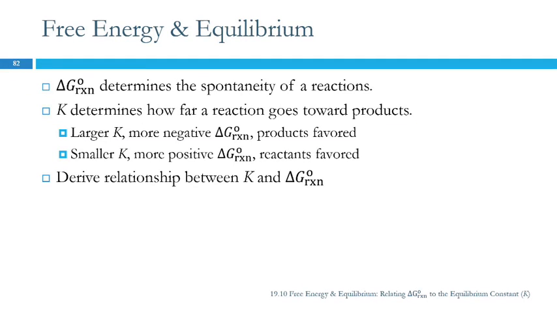Okay, now we're going to talk about the relationship between free energy and equilibrium. So standard delta G determines the spontaneity of a reaction under standard conditions, and the equilibrium constant determines how far a reaction will go towards the products. So there's going to be a relationship between the size of K and the size of delta G. If K is large, we're going to have a more negative delta G because the products are favored. If we have a small K, we're going to have a more positive delta G because the reactants are favored.